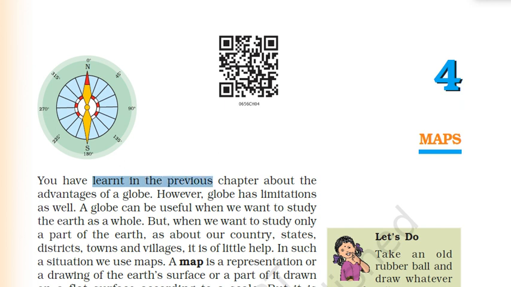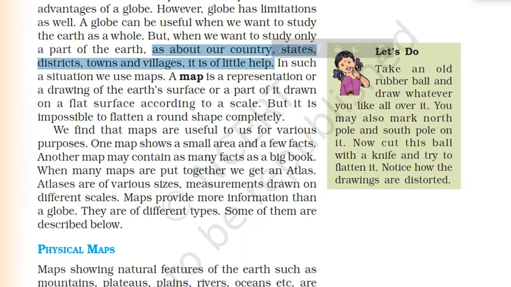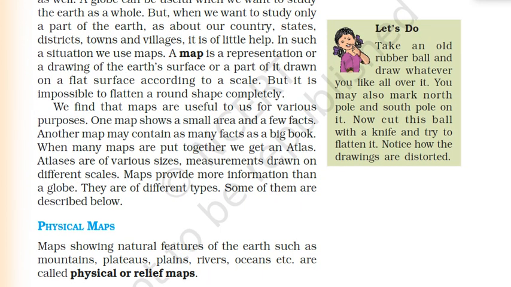You have learnt in the previous chapter about the advantages of a globe. However, a globe has limitations as well. A globe can be useful when we want to study the earth as a whole. But when we want to study only a part of the earth, such as our country, states, districts, towns and villages, it is of little help. In such situations, we use maps.